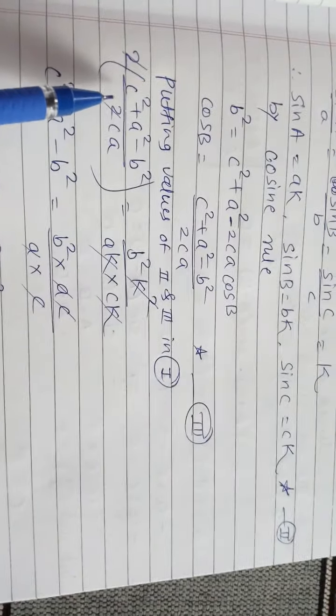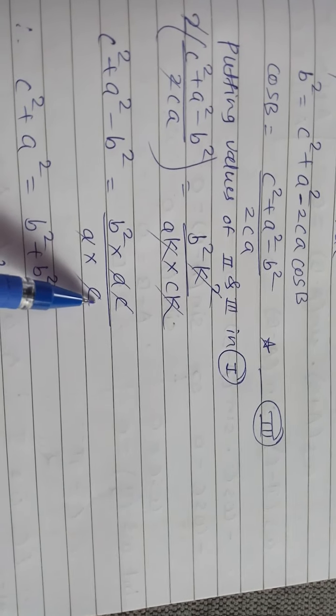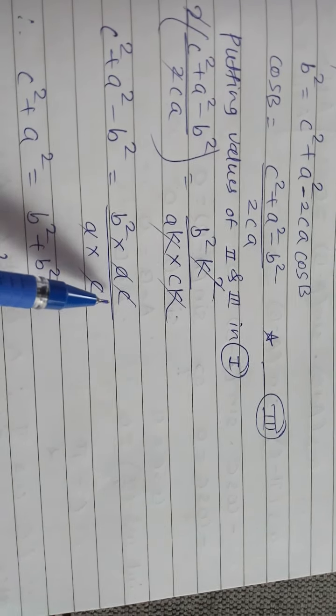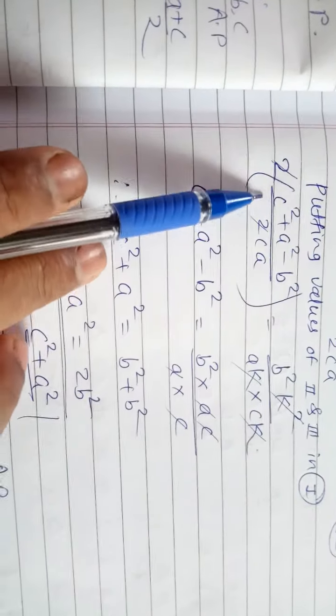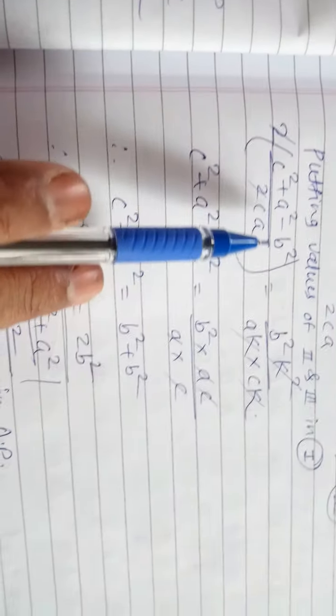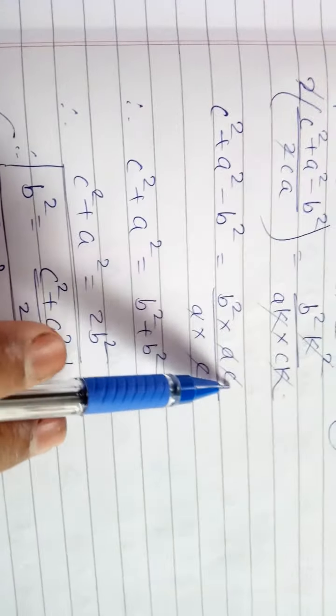Now see, this 2 is cancelled with this 2. Here also both k are cancelled with this k square, and so we're going to write down the remaining terms. c square plus a square minus b square is equals to b square upon a into c. So these are the remaining terms. Again we are going to cancel this one. So see here again, c square plus a square minus b square. This ac we are going to move to this side. So this one is the ca. b square is as it is, and a into c.